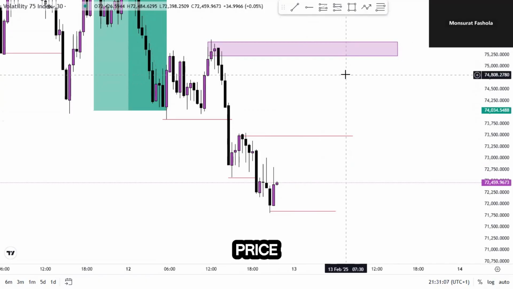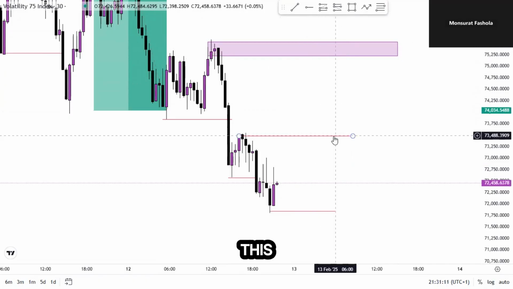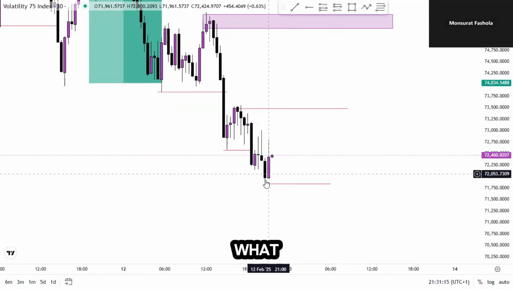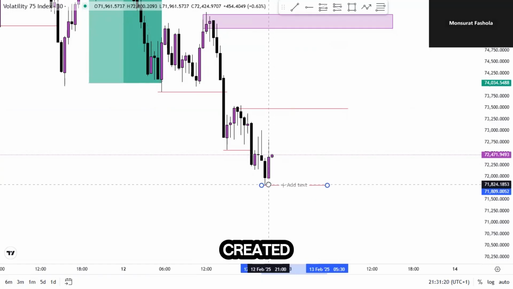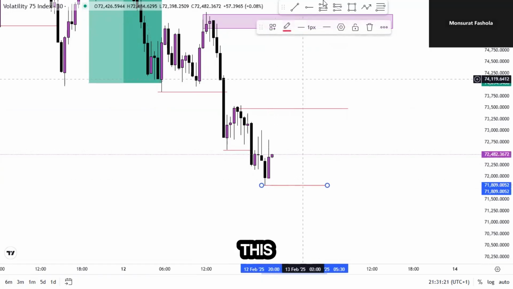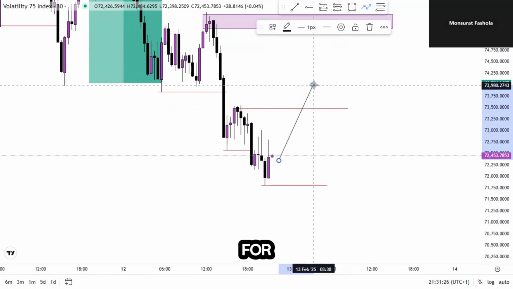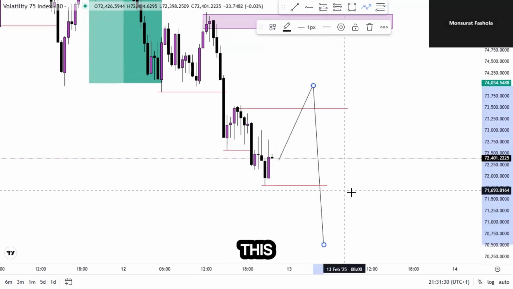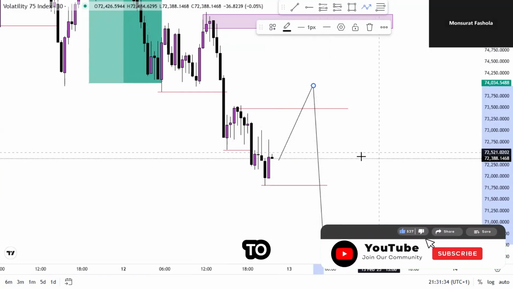I don't know if price will come to this level here or to this level here. Instead of me deliberating much, since this is a low that price has created, I'll just wait for price to come and break this level. No matter where it goes, I will wait for price to break this level. The moment price has broken this structure, then I will be looking for places to take my entry.